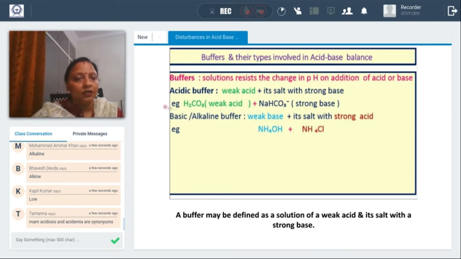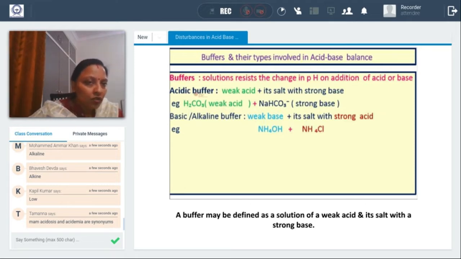So what is a buffer, or what are the buffers? What is the definition of buffers? A solution that resists the change in pH on addition of acid or base. We have already read this in the practicals. So is it clear to all of you? What is a buffer? Or what is buffering capacity? We have already read this in the practical classes. Please write in the box.